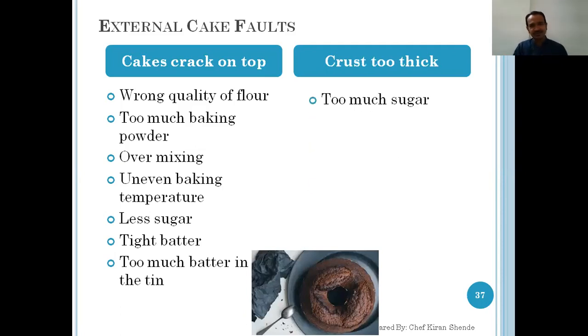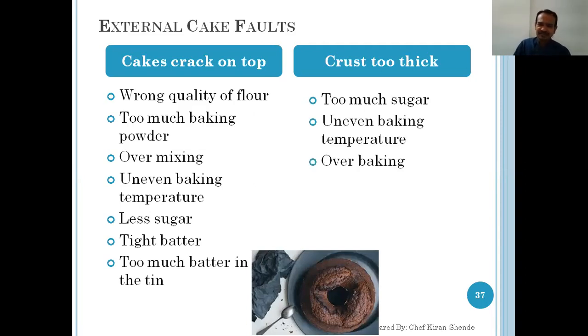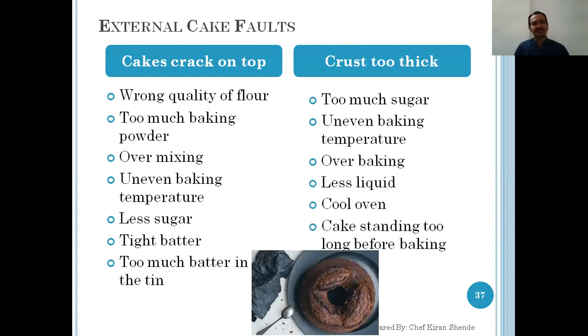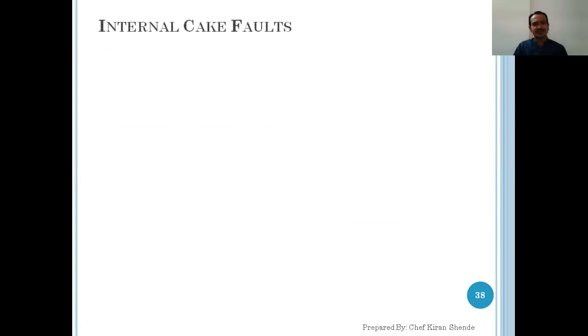The next fault is crust too thick. So how does it happen? If you use too much sugar, if your temperature is uneven, if you over bake, if you have less liquid and a cooler oven. But at times what happens is if your cake is lying outside for a longer period of time after the batter is made, it forms a crust, and after baking it forms a thicker crust. So that should be avoided.